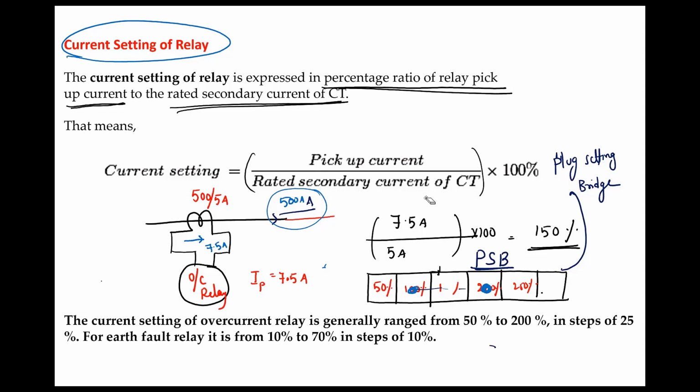Understand? For an overcurrent relay, usually the range is from 50 to 200%, in steps of 25%. That means 50, 75, 100, 125, 150 and 200. But for an earth fault protection relay, because the earth fault currents are very low, the range is from 10% to 70% in steps of 10%. Understand? So this is about the current setting of the relay.